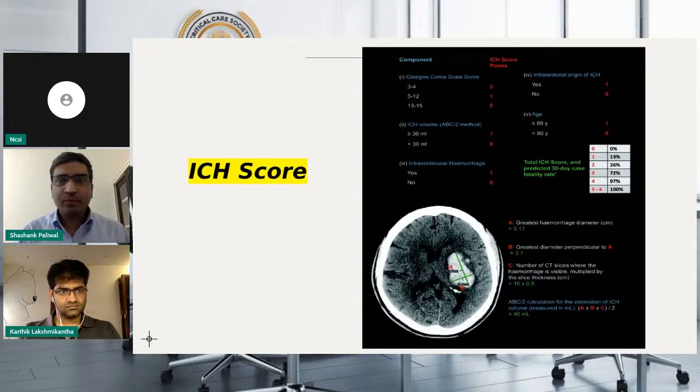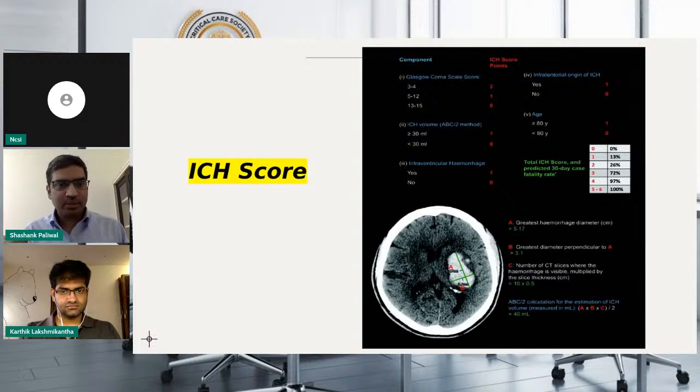So coming to the fourth point, which is the second point, how to calculate ICH volume. Because the second component needs to be calculated. Basically, by physics, if we want to calculate the volume of any shape, we simply need length, breadth, and the thickness. So the formula goes ABC by 2. So on the CT film which has the slice with the largest hematoma, just measure the longitudinal axis, the greatest one, and draw a perpendicular line, and again the longest one. So we'll get A and B.